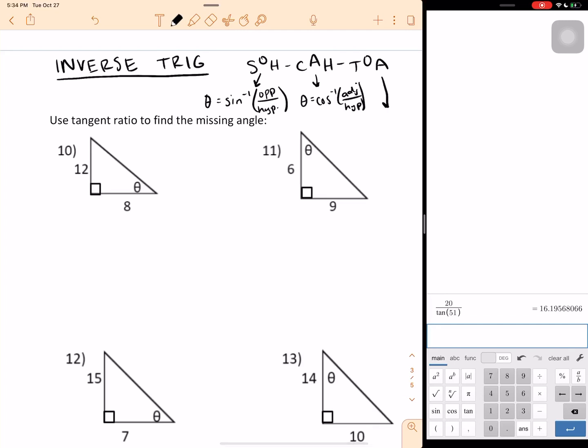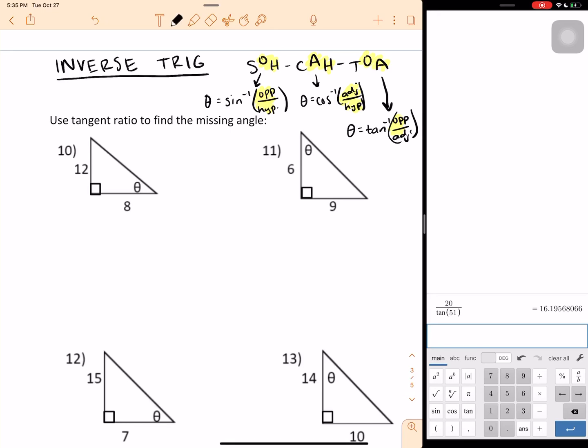And tangent, if you had the opposite and adjacent. So that's what I'm saying: if we had these two, it would be this ratio. If we had these two, it would be that ratio. If we had these two, it's going to be this ratio. So it'll be the angle theta equals inverse tangent of opposite over adjacent. Okay, so that's what that one will be there.